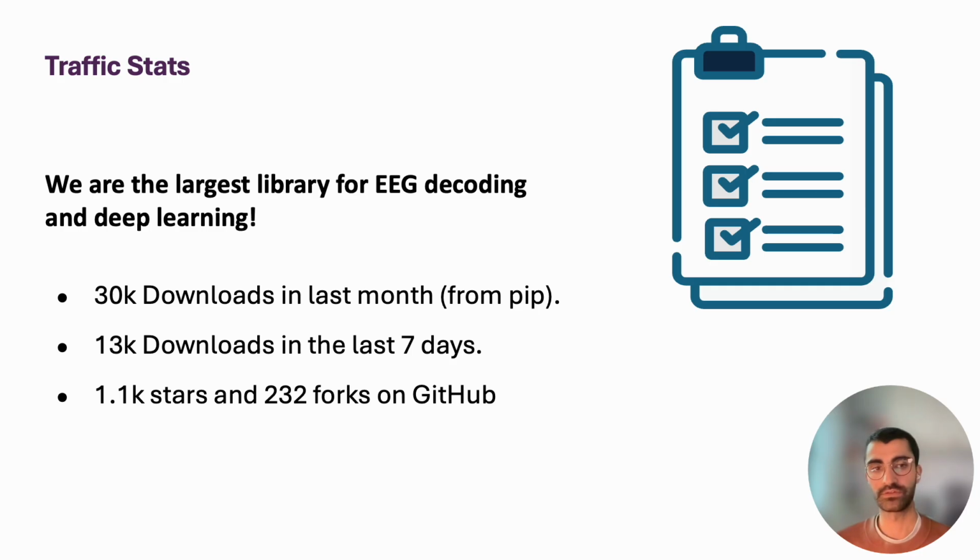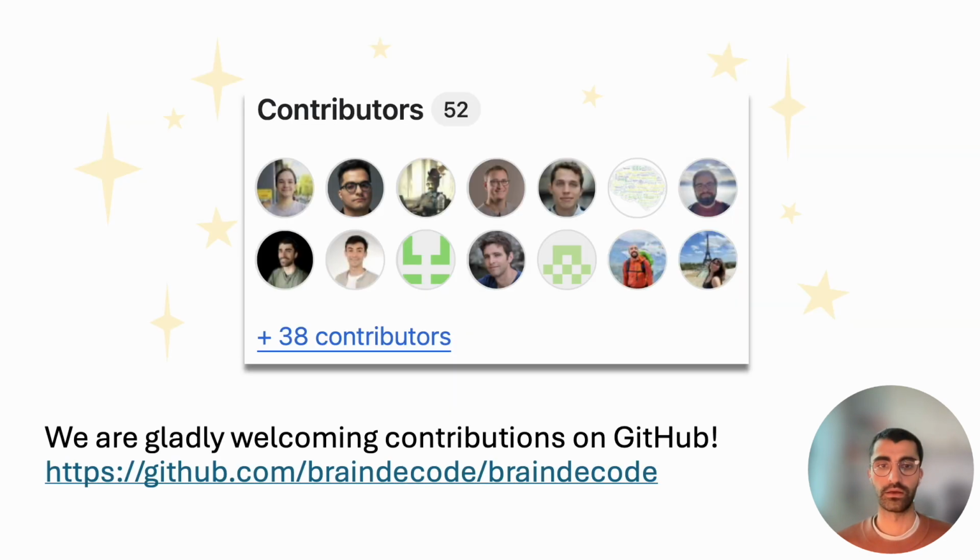But before we dive into that, here are a few statistics about BrainDecode. We're clearly the largest library for EEG decoding using deep learning. We have 30,000 downloads in the last month and 13,000 in the last 7 days. A lot of people are contributing on GitHub, with many stars, many forks. And BrainDecode is alive just because of its contributors. So if you are interested in contributing, you're very welcome. We are always welcoming new contributors.